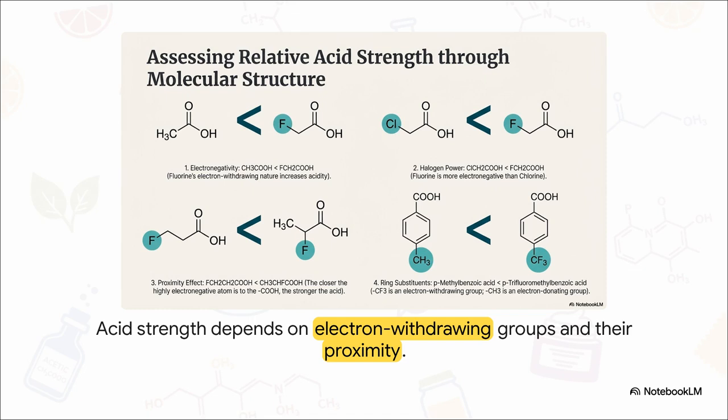An electron withdrawing group, like fluorine, acts like a tiny vacuum, pulling electron density away and making the acid stronger. The more electronegative that halogen is, the stronger the acid, so fluorine always beats chlorine. And proximity matters too. The closer that withdrawing group is to the COOH, the bigger the effect. And finally, on a ring, electron withdrawing groups make the acid stronger, while electron donating groups do the opposite. They make it weaker. Phew!